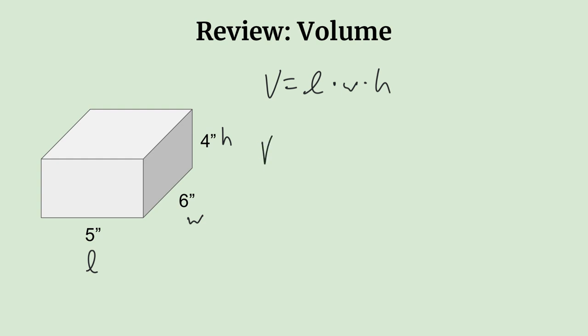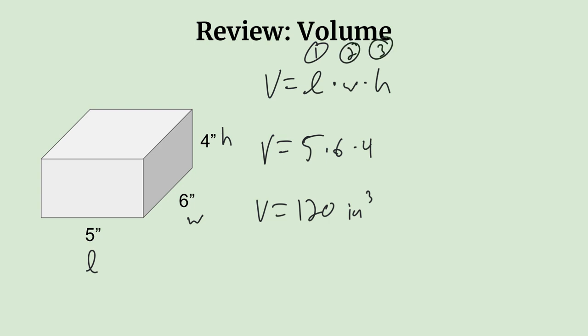Here we're going to have volume equals 5 times 6 times 4, which is 120 inches cubed. It's cubed because we've got 1, 2, 3 different dimensions, 3 different lengths being multiplied together.